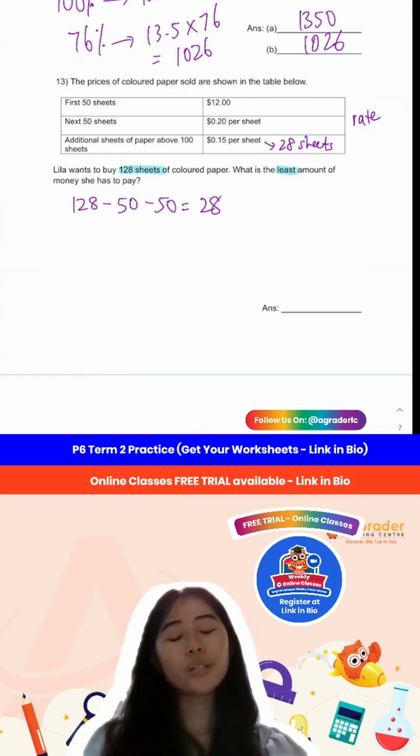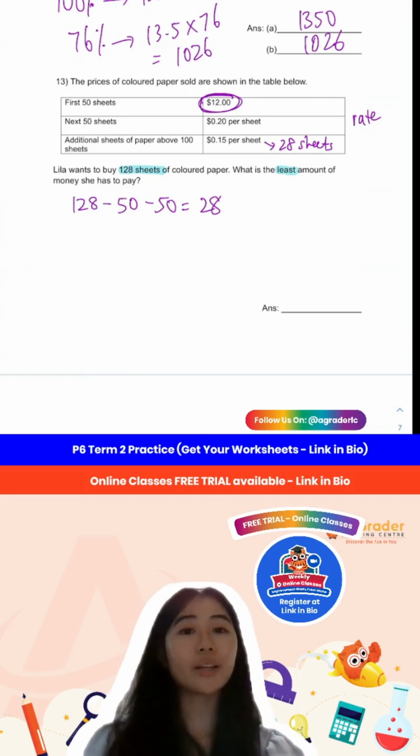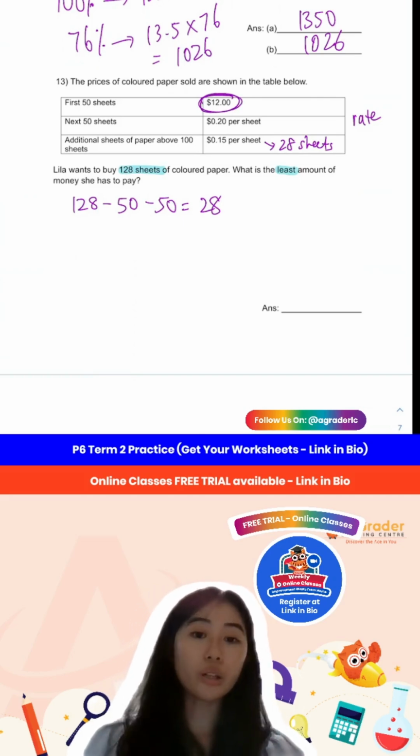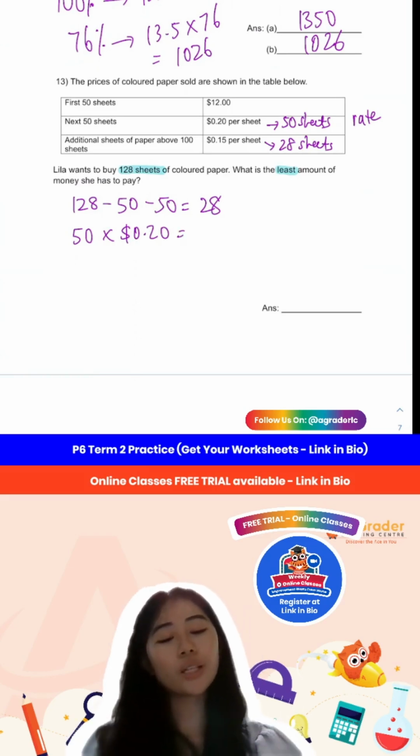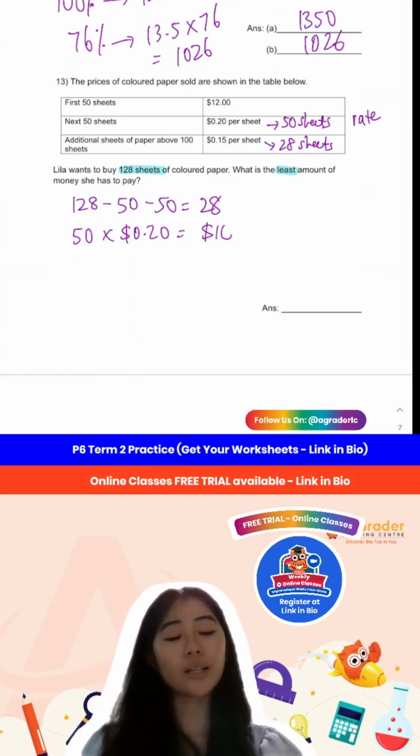Okay, so for the first 50 sheets, you don't need to calculate anything. It is just $12. But for the next 50 sheets, you do need to do some calculation. So that will be 50 sheets at 20 cents each. So you're going to use 50 times 20 cents. That is exactly $10.